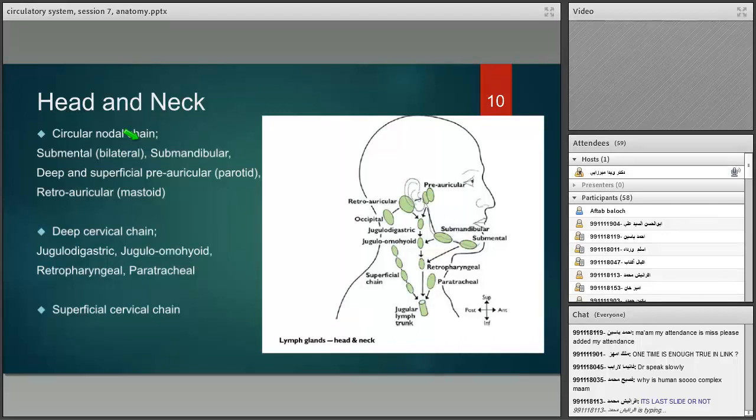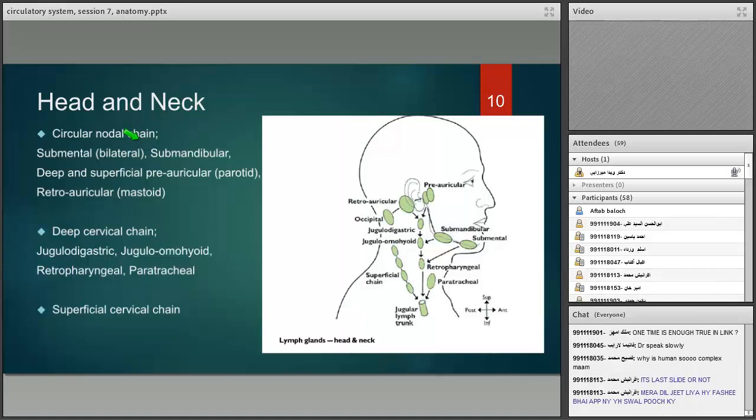Yes, really, human is so complex, and I think if you study the embryology, you will see that it is more complex than you think. I think, yes, it's the last slide. Yes. Okay.